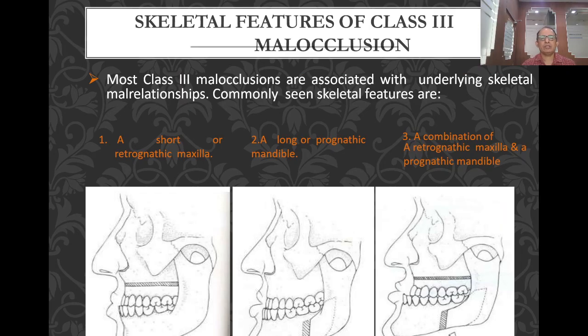Most class 3 malocclusions are associated with underlying skeletal malrelationship. Commonly seen skeletal features are a short or a retrognathic maxilla, or a long or a prognathic mandible, or a combination of a retrognathic maxilla and a prognathic mandible.